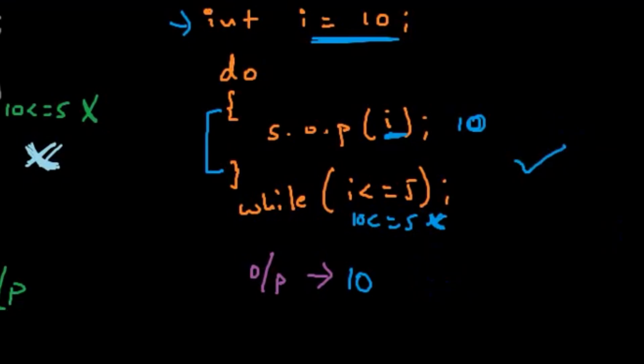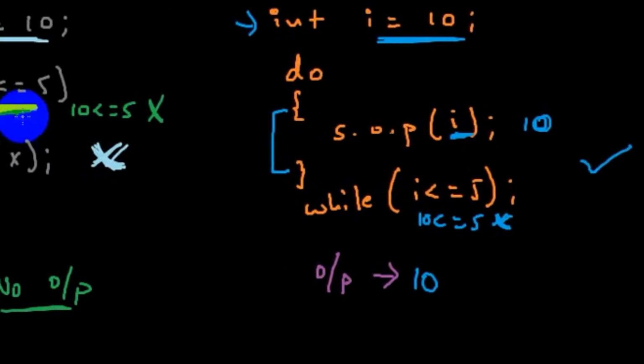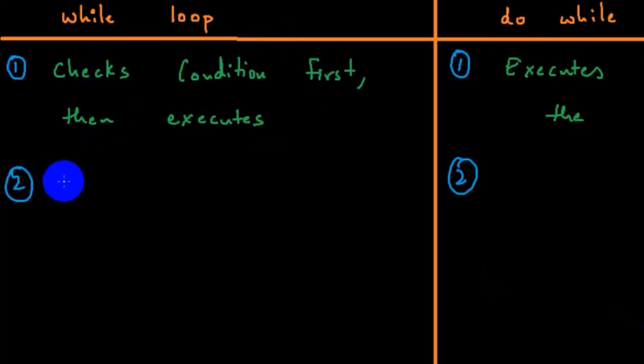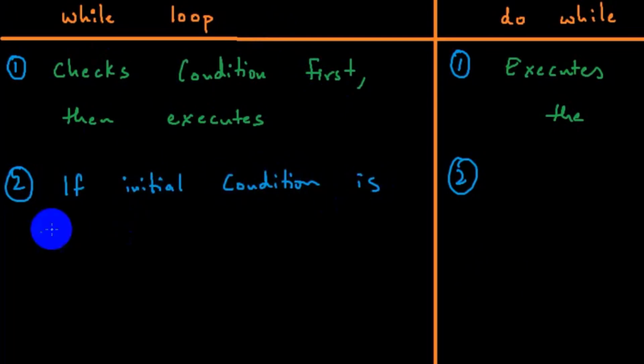Got the clarity here? The while loop will not execute even once; the do while loop will execute at least once. This is all about the entire process. So what is the second difference which we have? I'll write it down. So the while loop won't be executed if the initial condition is false. If the initial condition is false, it won't be executed.